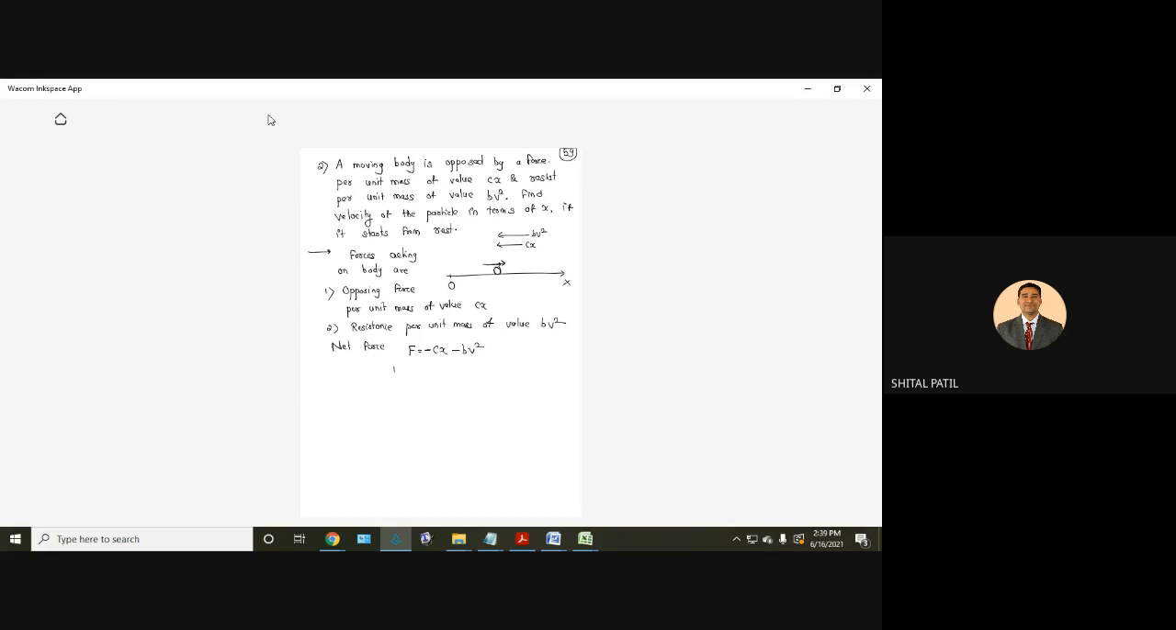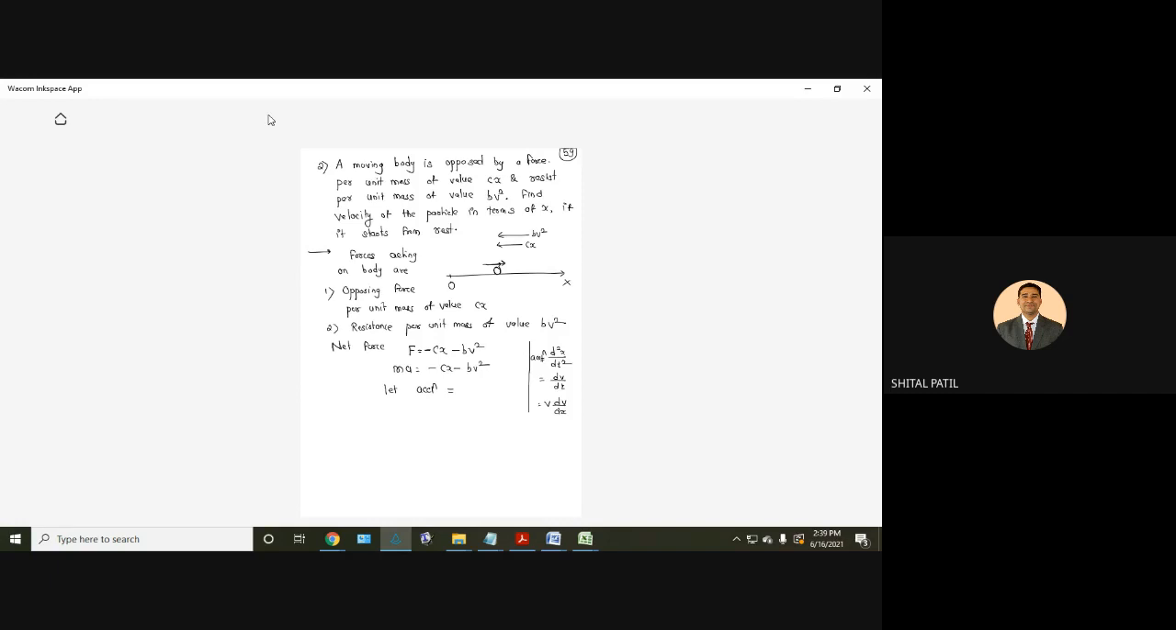Okay. Then mass into acceleration equal to minus Cx minus bv square. Let acceleration equal to, how to consider acceleration? We have three options. One is d square x divided by dt square. Other is dv by dt, and one more is v dv by dx. These are the three options. Which one we have to consider?